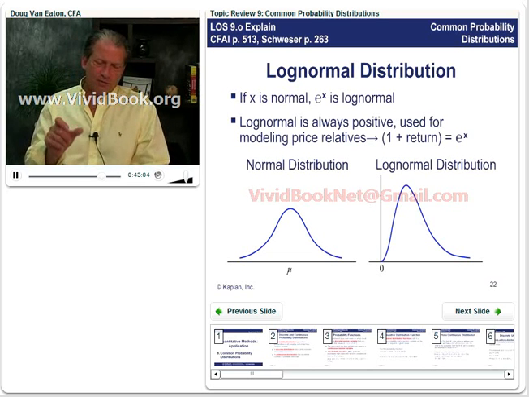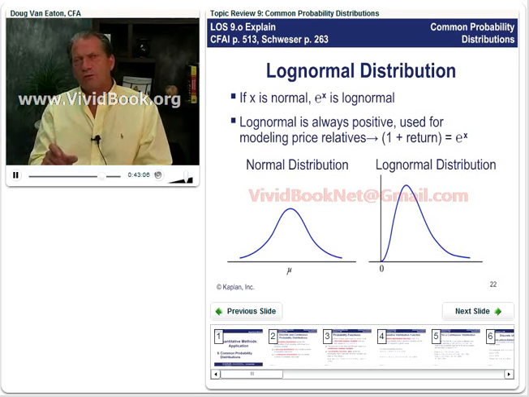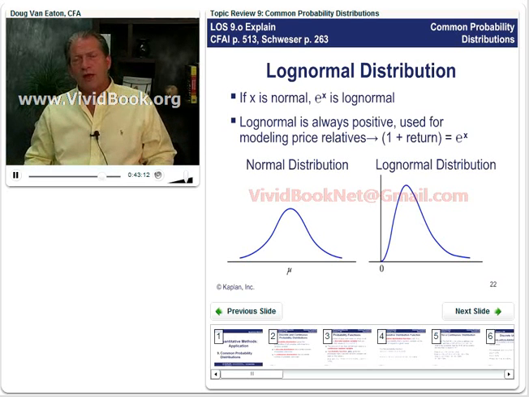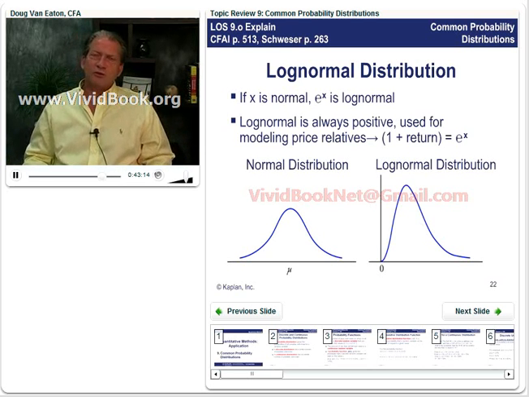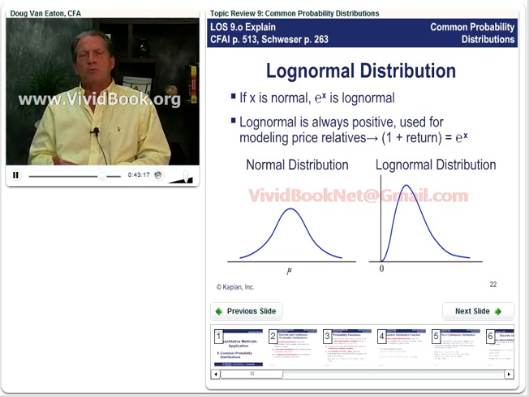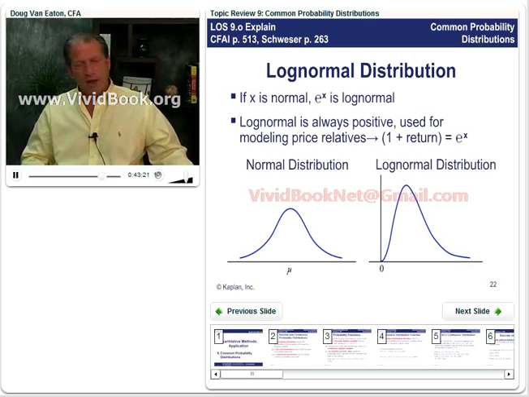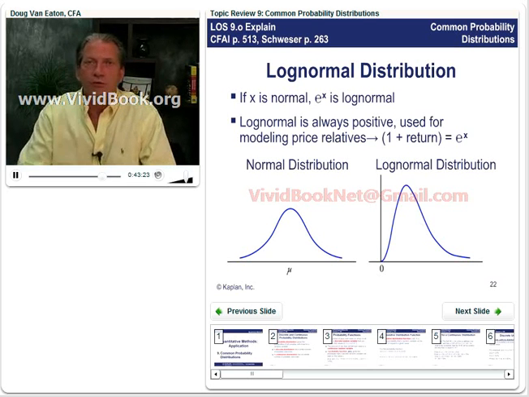So if something goes up 5%, the price relative is 1.05. We multiply by that. Okay? But we can't use a normal distribution for asset prices or returns because returns are bounded. They can't be more than minus 100%, at least if we're talking about a fully paid for asset without derivatives or leverage or something like that.